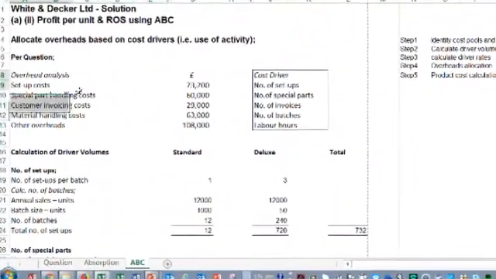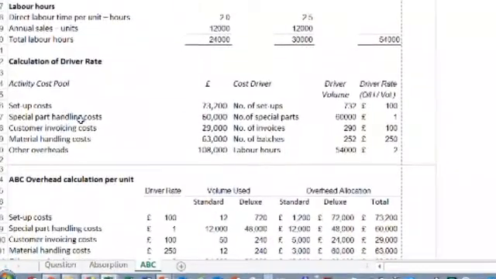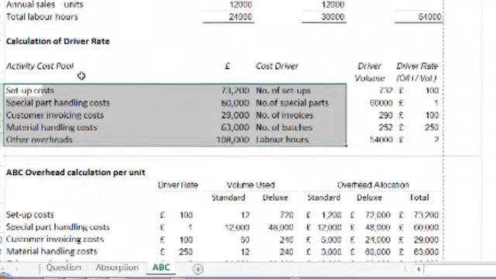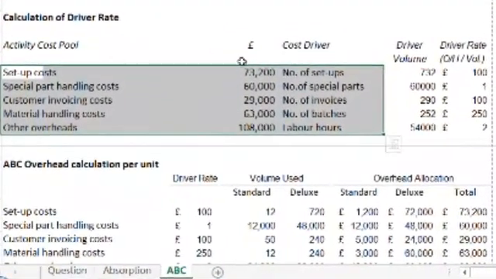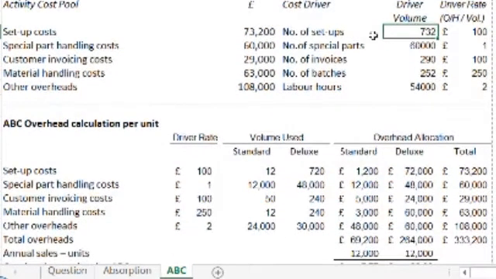So all these costs, and also on what basis they are to be allocated. So that's the cost driver. Now this much is given in the question. So using the same table, all we are doing is that we work out our driver volume, that is how many number of setups are there. So 732 setups are there.